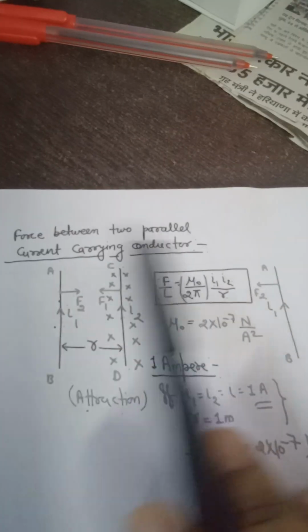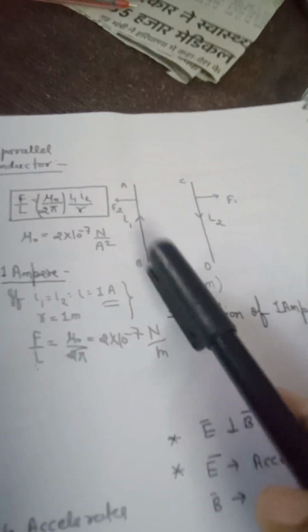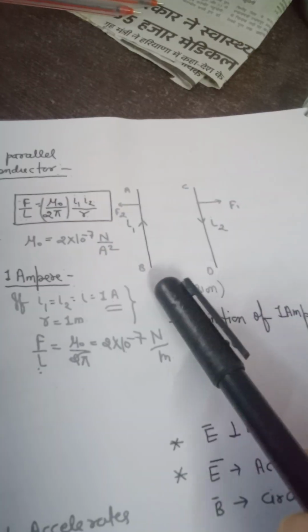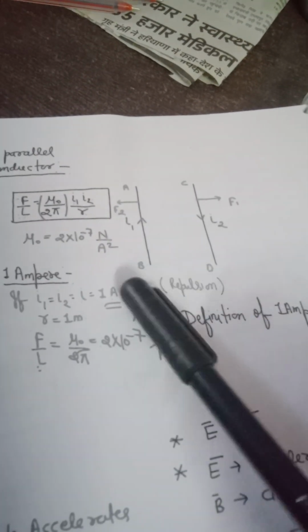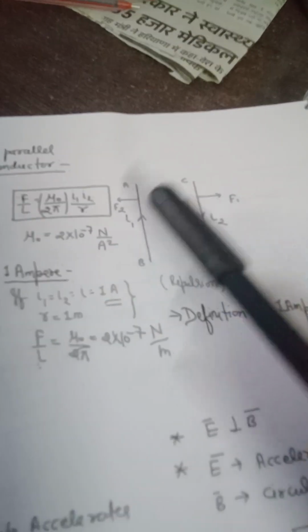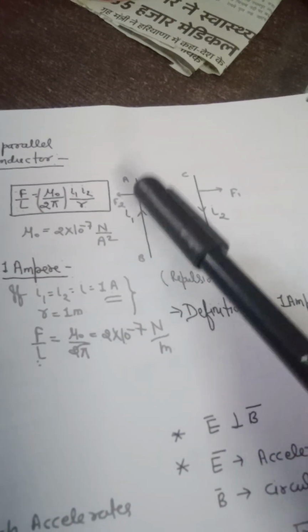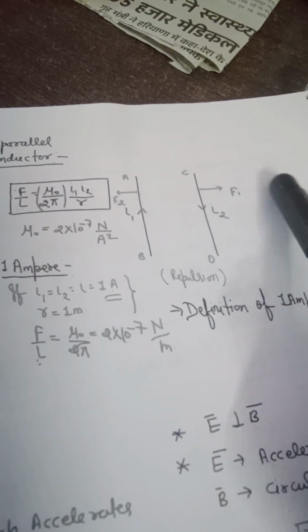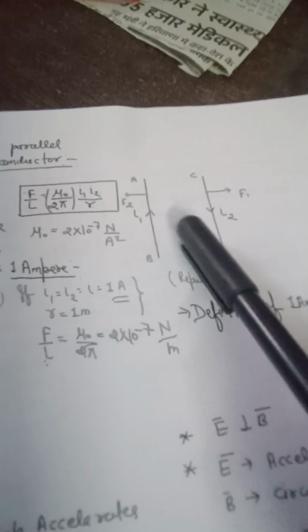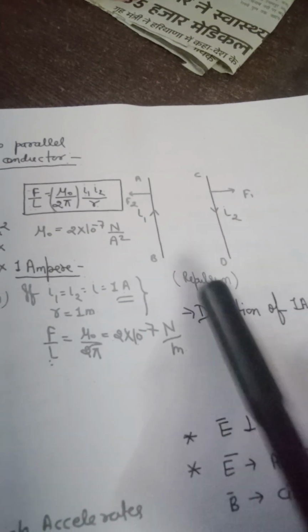Now we will discuss the force between two parallel current carrying conductors. So these are two parallel current carrying conductors, separated by a distance. They are AB and CD. There is force F1 on one and force F2 on the other, with currents I1 and I2. That will become repulsion.